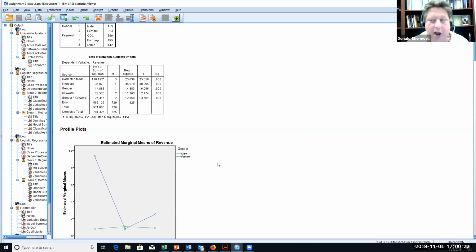I'll get to the interactions in a minute, but I think that gets you through the main effects. So you have to do the main effects and the interaction. Main effect, gender is significant. Main effect, keyword is significant. Now, gender times keyword refers to the interaction. It is significant. When we get to data assignment 4, you'll see some more robust interactions.